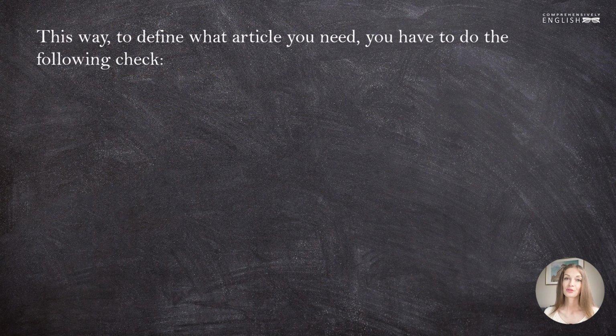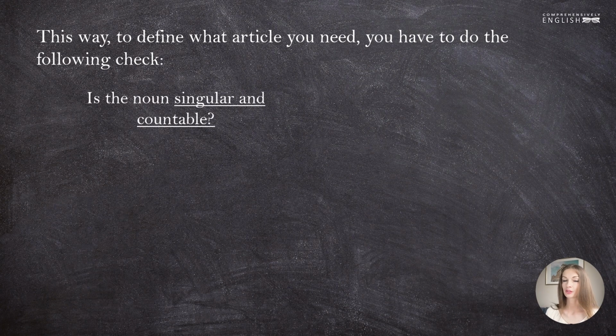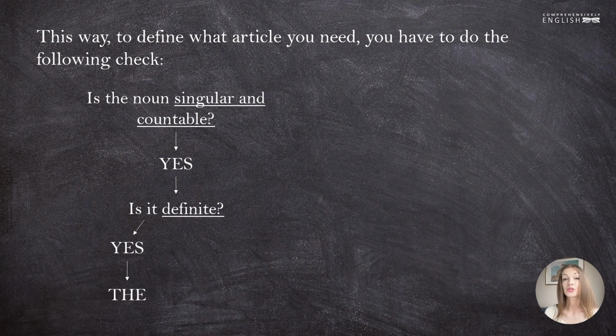This way, to define what article you need, you have to do the following check. You have to ask yourself, is the noun I am dealing with singular and countable? If the answer is yes, you should ask yourself, is it definite? If it is definite, we use the. If it is not definite, we use a or an. This is the first step.